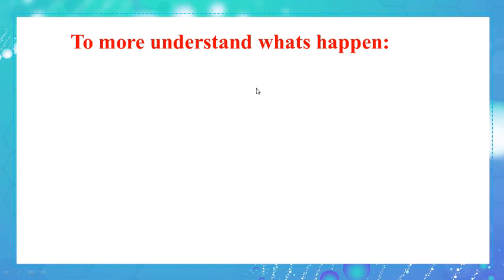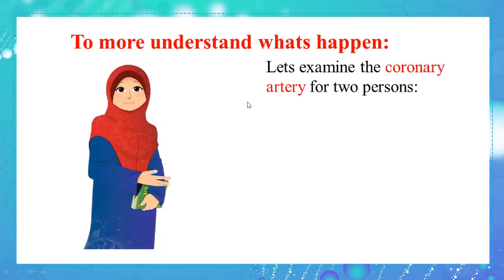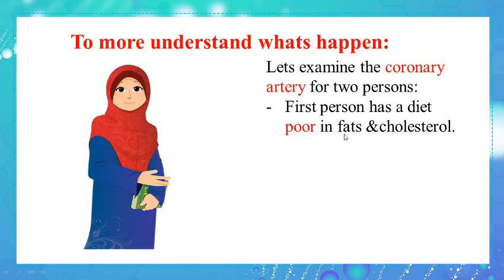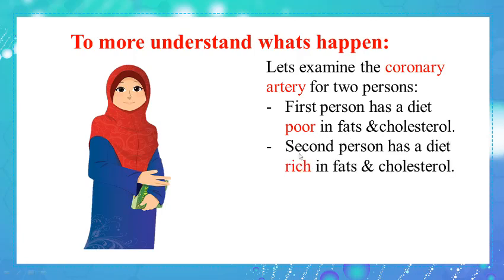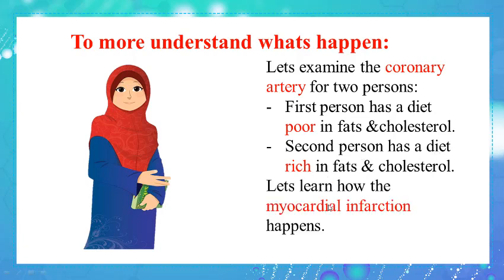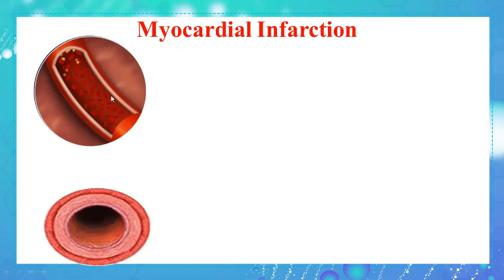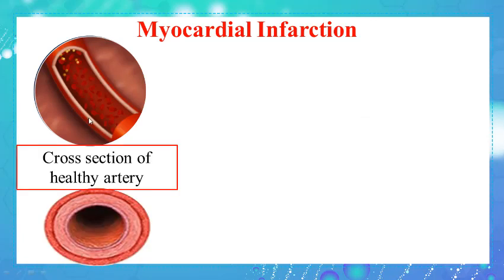To more understand what's happened, let's examine the coronary artery for two persons. The first one has a diet poor in fats and cholesterol. The second person has a diet rich in fats and cholesterol. Let's learn how the myocardial infarction happens. This is the cross-section of coronary artery of healthy person. You can see that the wall is clear without any deposit, and the diameter of this artery is normal.